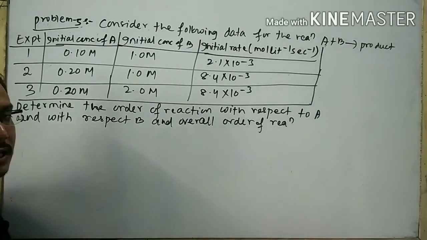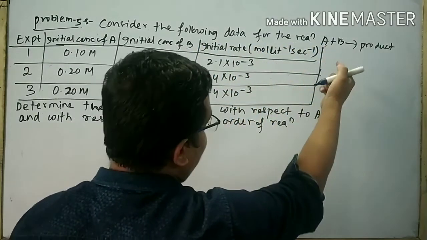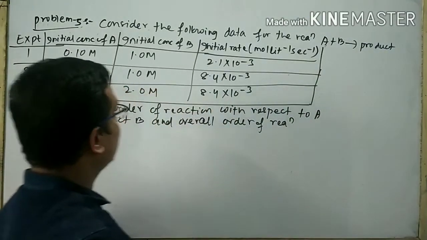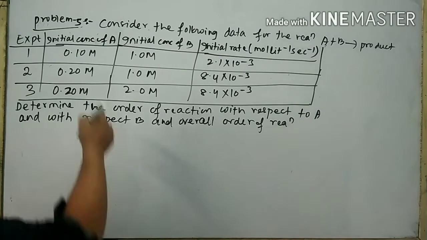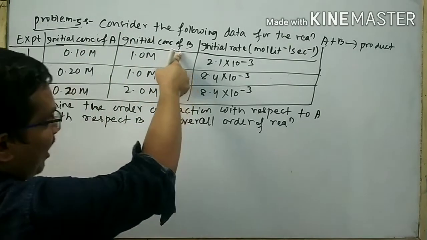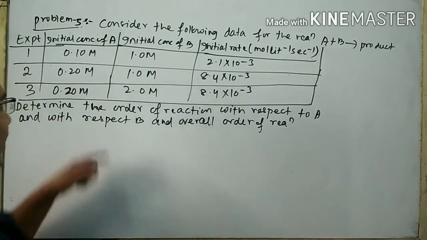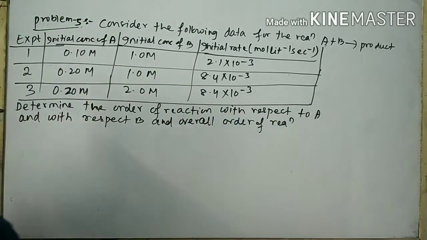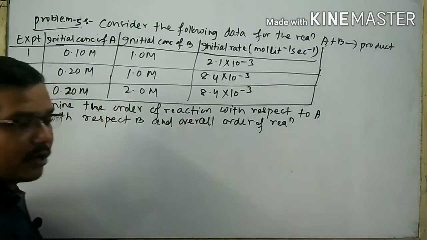Now I will solve problem number 5. Consider the following data for the reaction. Here a reaction is given, A plus B gives product. There are 3 experiments given. The initial concentration of A, the initial concentration of B, and also the initial rate are given in the table. Determine the order of reaction with respect to A, with respect to B, and the overall order of reaction.